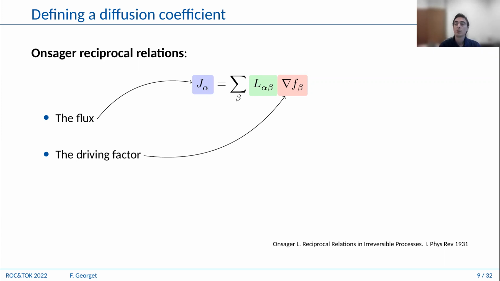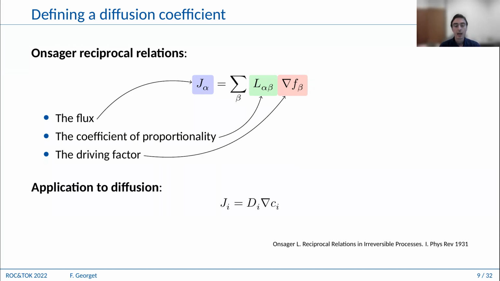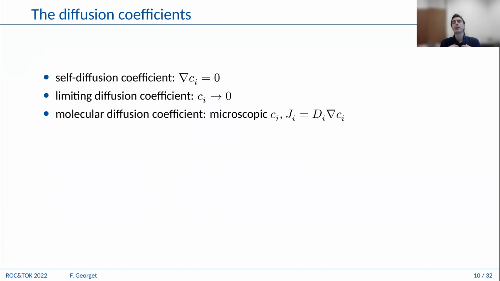And in between, you have a coefficient of proportionality that you call the transport parameter. If we apply this law to diffusion, we get the following law, which is very close to Fick's law. In this case, the diffusion coefficient is not a special parameter. It is a thermodynamic parameter that is a coefficient of proportionality between the driving factor and our flux. This is very useful because it allows us to define diffusion coefficients for many different aspects.